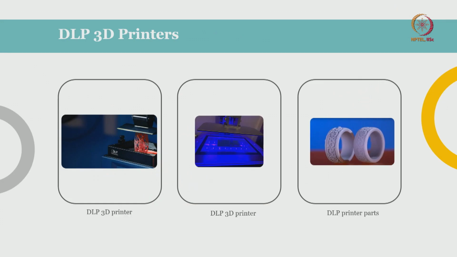Here you can see one such DLP printer, and next to that you can see the actual process. Here a square is projected on the LCD screen, and you can see light escaping through these areas. The LCD screen will allow light to escape only through that area, and something like this shape will be formed in the vat.